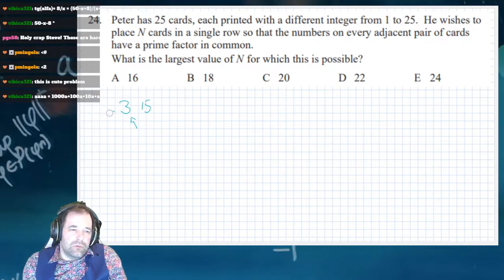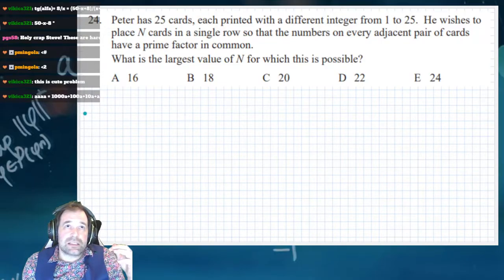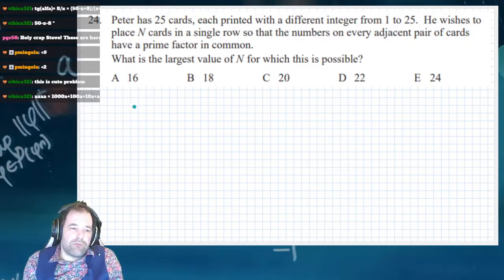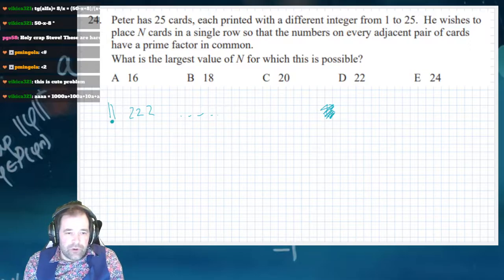So 3 has some solutions, 7 has, 5 has 10, 15, 20, 25. 7 has 14 and 21. But 11 only has 22. So if 11 was in your row, it has to be at the start. And if 13 was in your row and you've already got 11, it has to be at the end, which means you can't include any of the other larger prime numbers. Because you can go 11, 22, 2, and so on. Oh, and 13 just doesn't have another one, does it? So you can't have 13. So 11 you can have as long as it goes at the start.